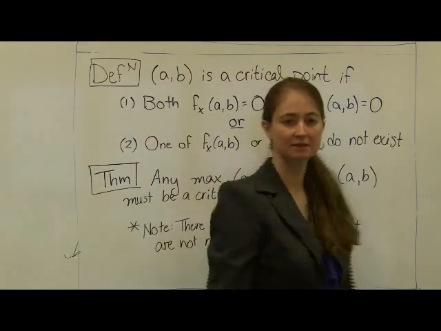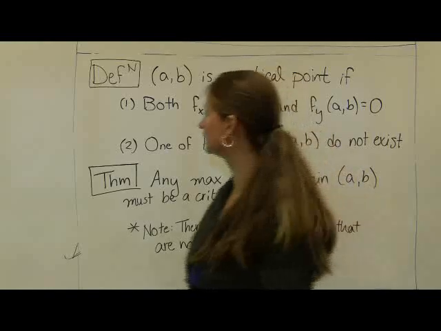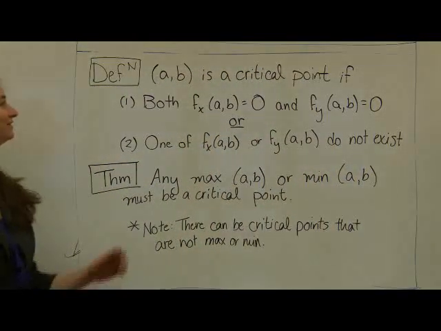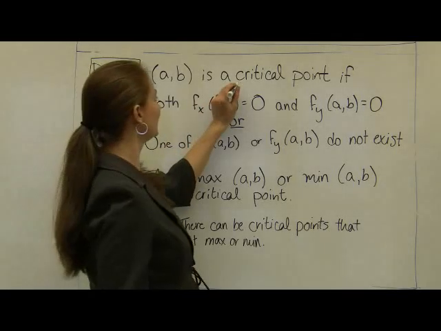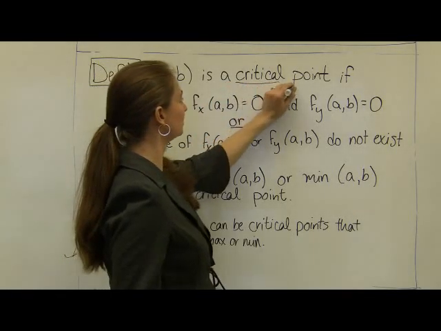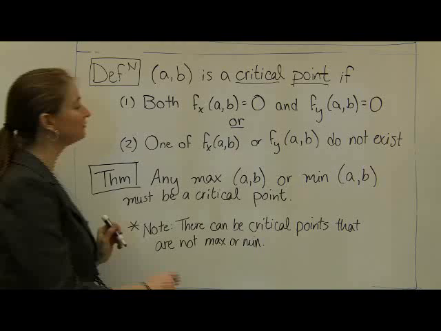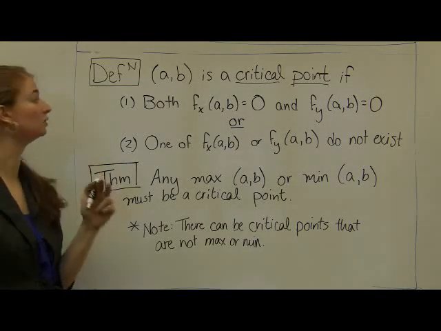So let's formalize some of the things that we just talked about in terms of a couple of definitions. So I'm going to define a critical point. We say that a point (a, b) is a critical point if one of the two criteria holds.